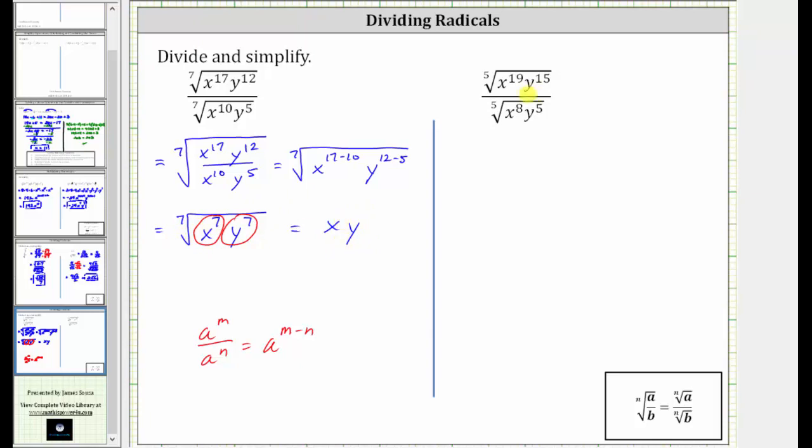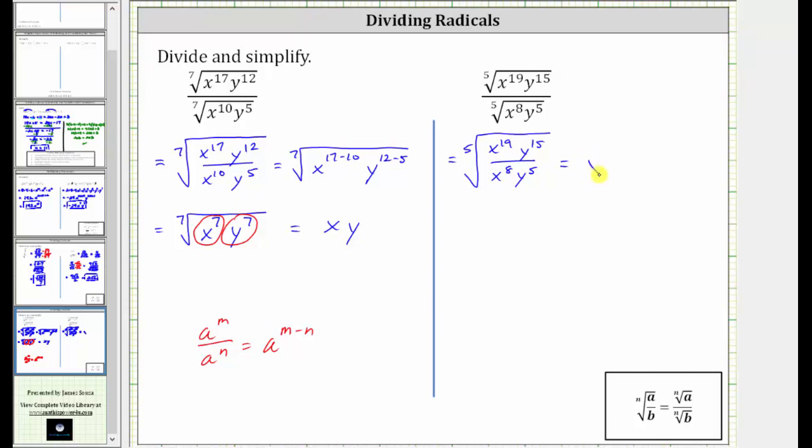Looking at our second example, again, we have the quotient of two radicals with the same index. Let's write this as a single radical of a fraction. The given quotient is equal to the fifth root of x to the 19th y to the 15th divided by x to the 8th y to the 5th. And now let's simplify the fraction under the radical. Remember, when dividing and the bases are the same, we subtract the exponents.